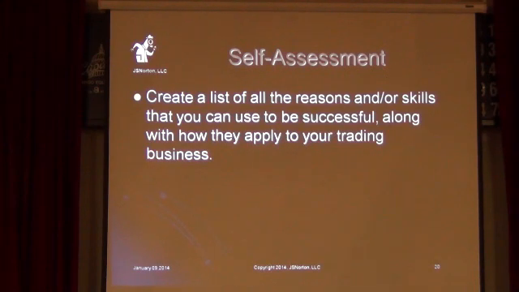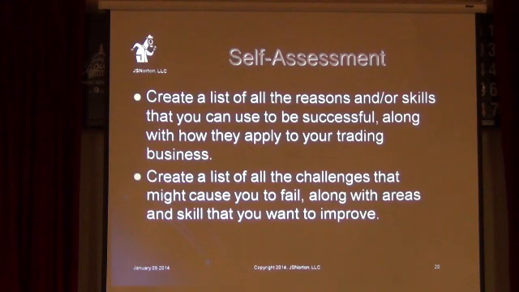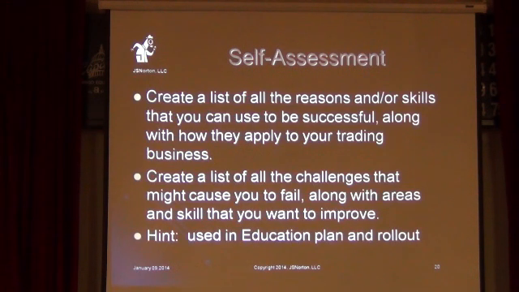The self-assessment part's easy. You just create lists of what you're good at, and lists of what scares the heck out of you. You're going to take that list, and you're going to say, well, what am I going to do about it? It's that simple.